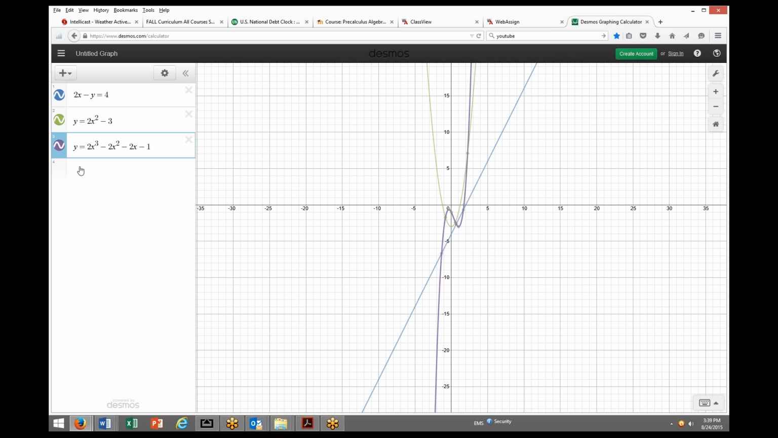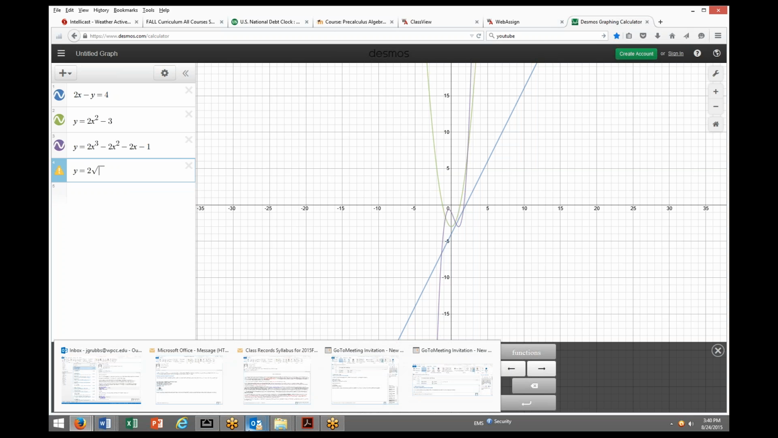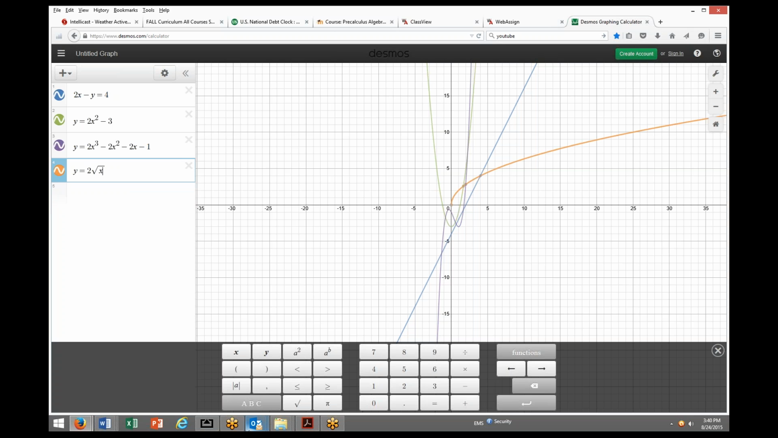What about if it's got a square root in it? Well, if we had one like this, like y equals 2 times the square root of x. How can we get a square root in there? Well, if you look down below here at these symbols at the bottom, that's actually a square root symbol. It looks like a check mark, but it's a square root symbol. So I'm going to just click on that symbol. It inputs it into my box up here in the upper left. And now I just insert an x inside there. And now we have the graph of y equals 2 times the square root of x.